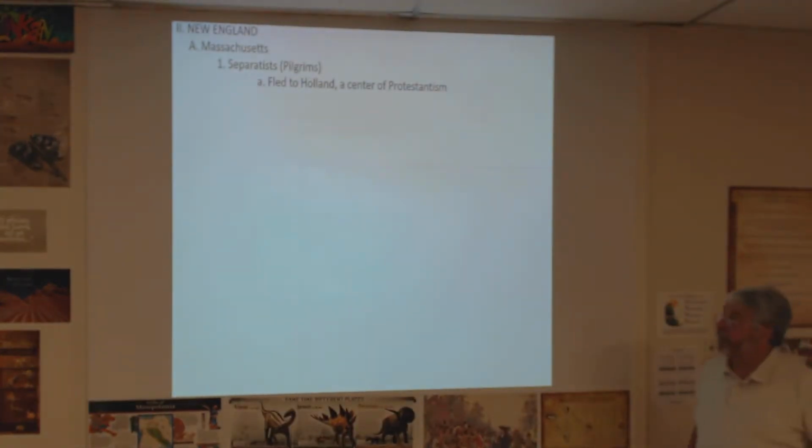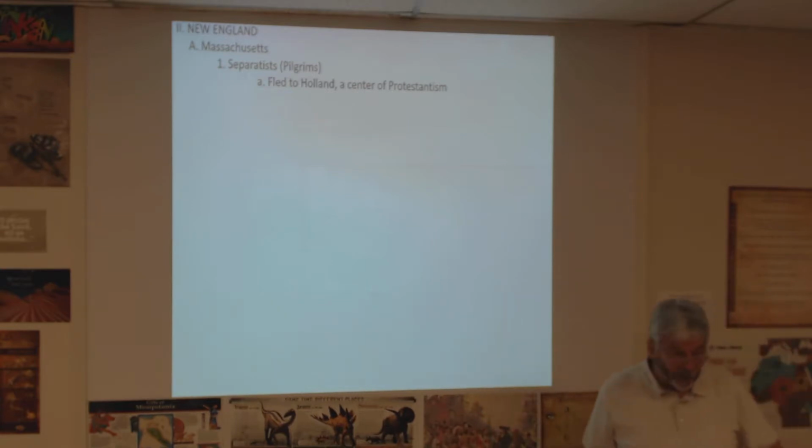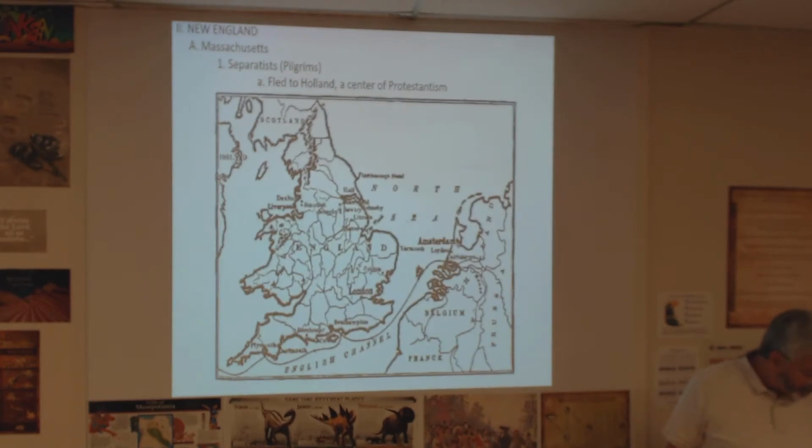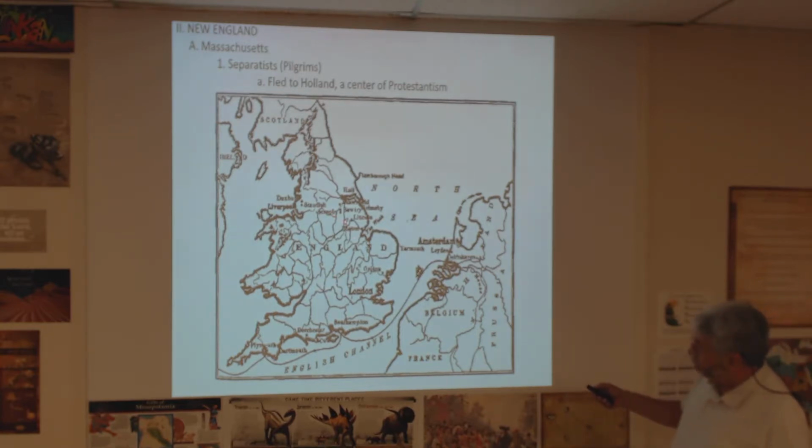All right, first we're going to look at the Separatists. Later they'll be called Pilgrims. They are Separatists, although they didn't call themselves that, but that's what others called them. The leaders of these Separatists came primarily from a place called Scrooby, which is right there in that part of England. Down here's London, up here is Scrooby, northern England, close to Scotland up here.